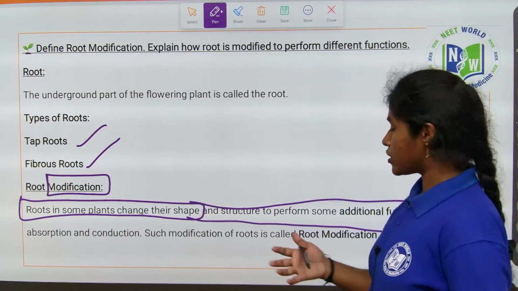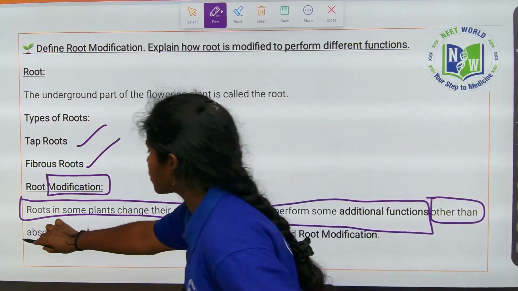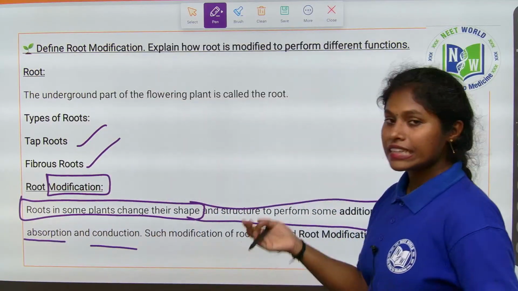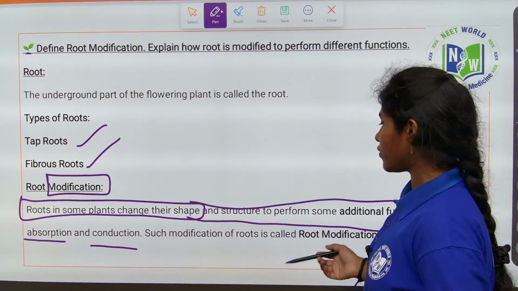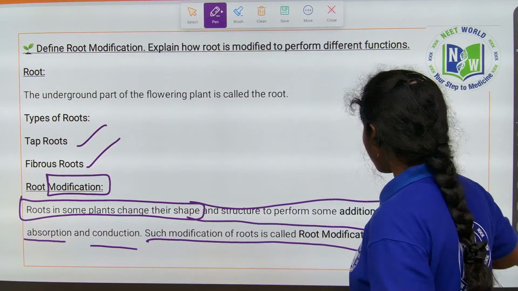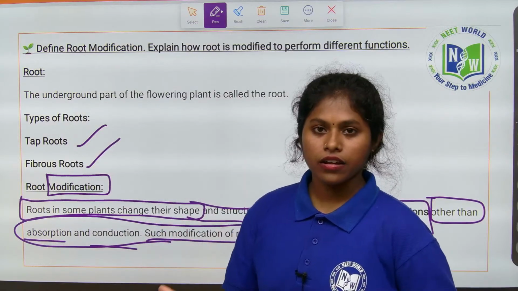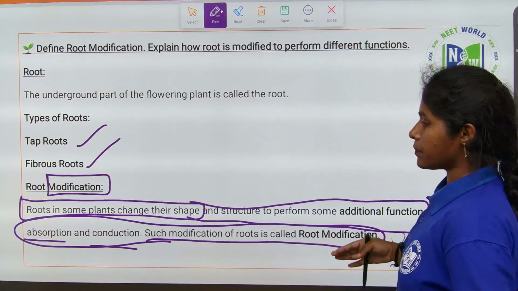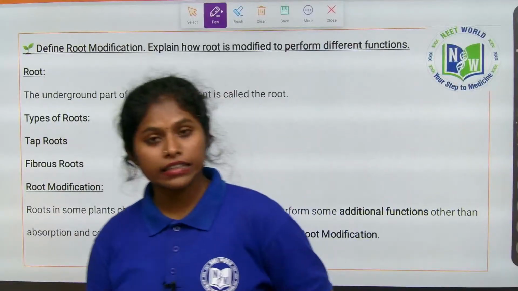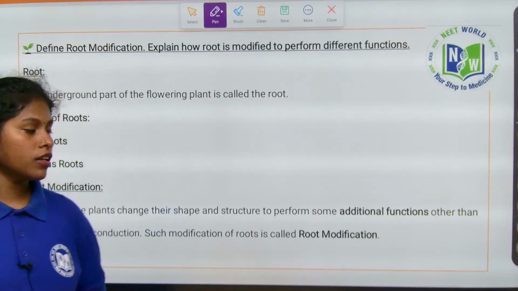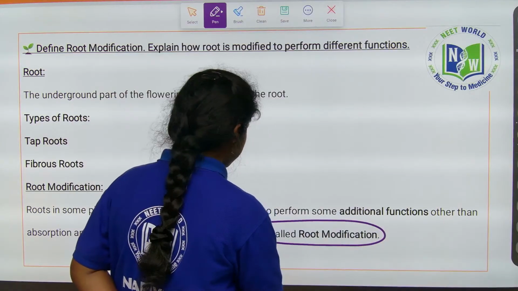Why are they performing additional functions? What are the functions of the root? They are nothing but absorption and conduction. Other than these two functions, when the root changes, we call it root modification. Such modification is called root modification. Other than absorption and conduction, the roots are modifying. The roots change their shape and structure to perform functions other than conduction and absorption. Such modification is called root modification, which means changing.